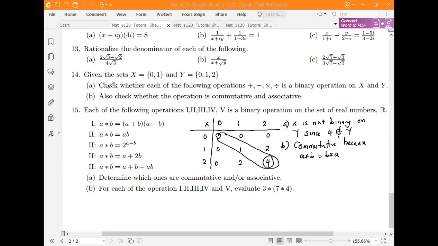Excuse me, sir. Why are you only using set Y to find if star is binary? The question says check whether each of the following operations is a binary operation on X and on Y. So when you're dealing with X, you deal with X alone. When you're dealing with Y, you deal with Y alone.